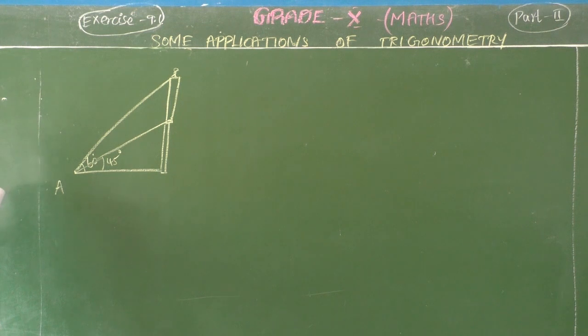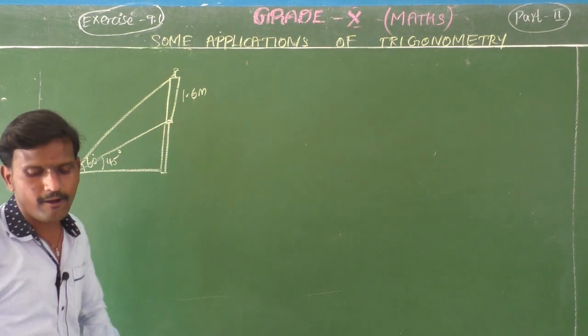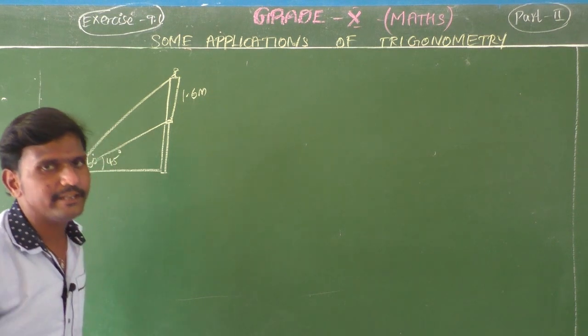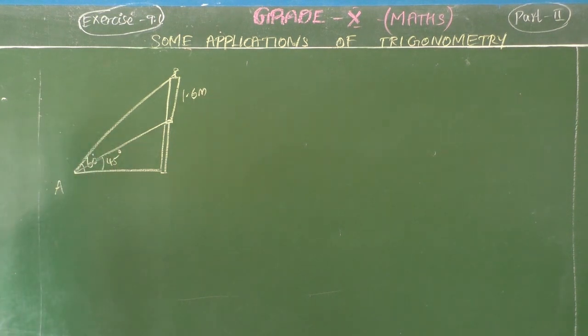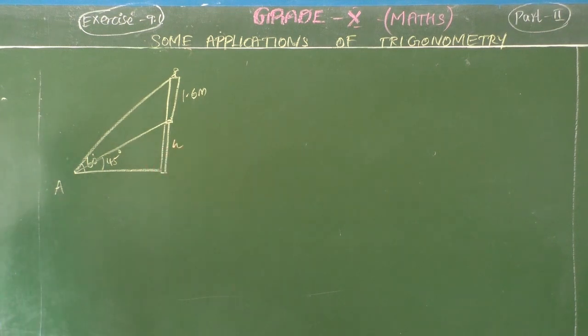And one more thing is given. The statue height is given: 1.6 meter tall statue. So here what you are going to find? The height of the pedestal. It is denoted by H.